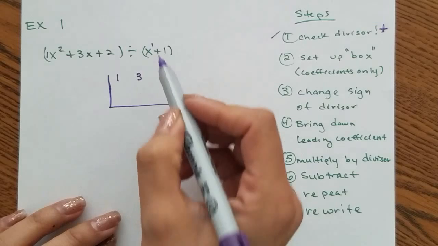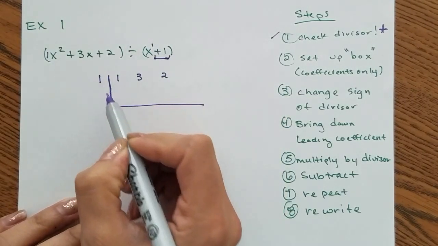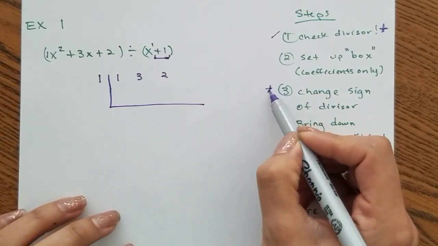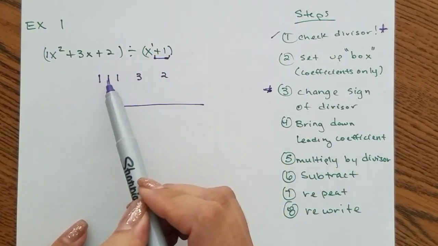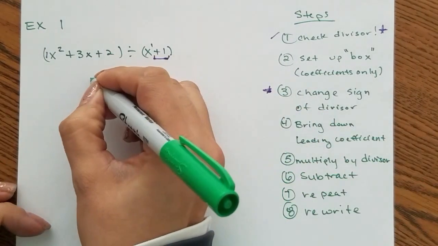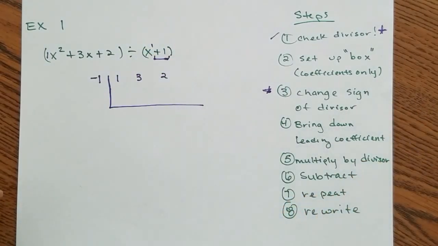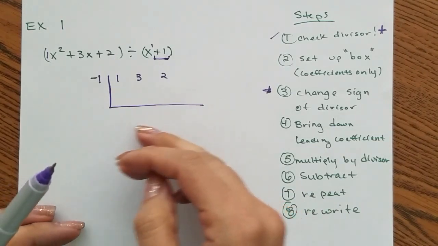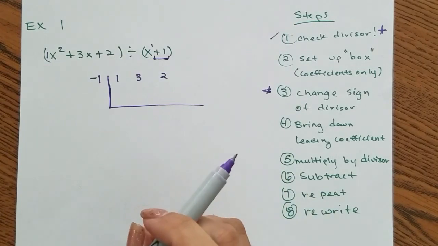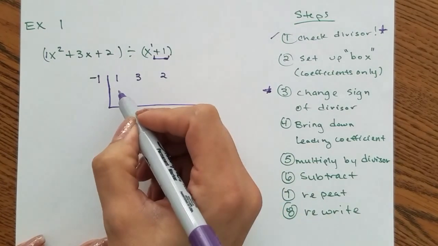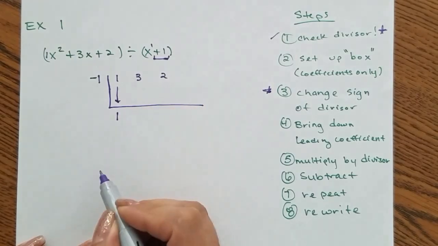Now on the outside goes the constant of your divisor. Okay, so you're going to put a 1 here. Now your next step is also really important. You need to change the sign of the divisor. So if this is a positive 1, you want to make sure that you change it to a negative. That's going to take care of the subtracting part that we do. Remember when we were doing the long division, whatever you put down here at the bottom, you would subtract it. So by changing this sign, we take care of that. Your next step is you're going to bring down your first coefficient, underneath the box. That's it.